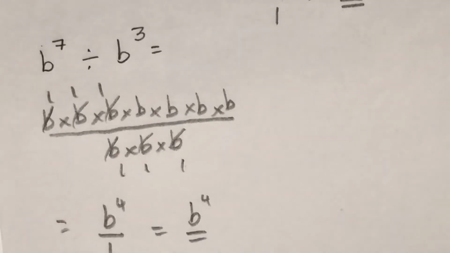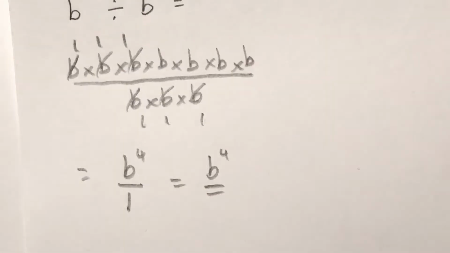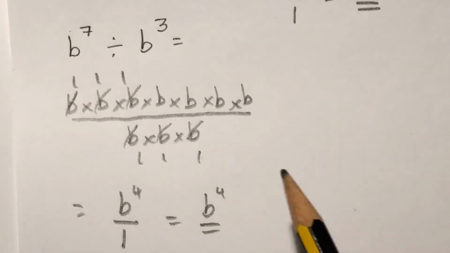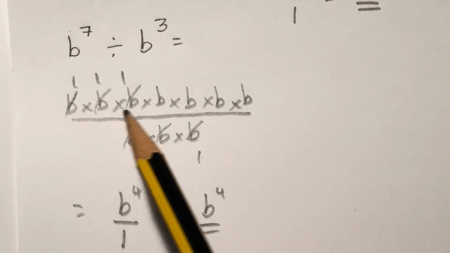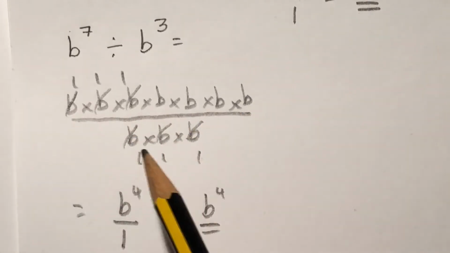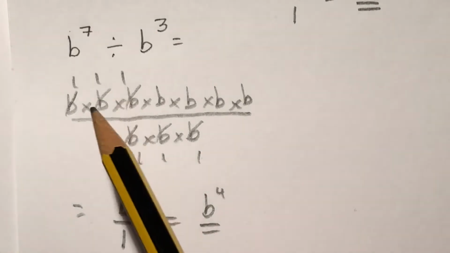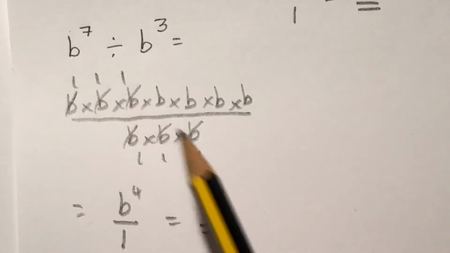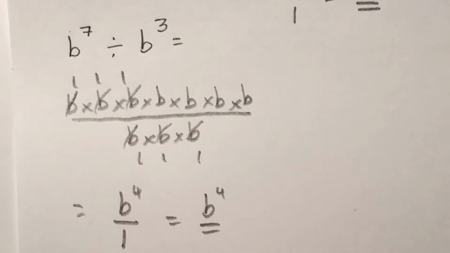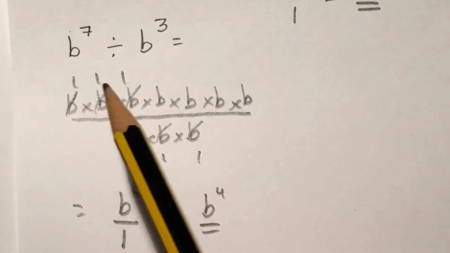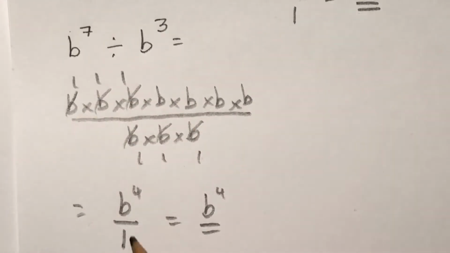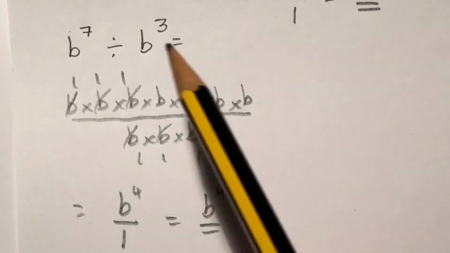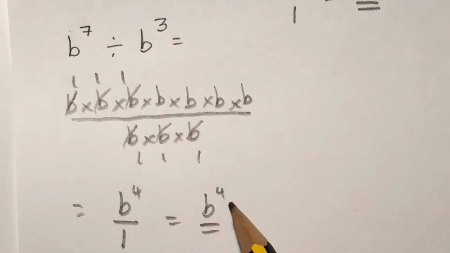So the next example we've got here is b to the power of 7 divided by b cubed. You can see I've done the same thing again. I've put 7 b's times each other at the top, 3 b's times each other at the bottom, and I've cancelled 3 b's top and bottom, replacing them with the 1s. So you can see clearly when I gather all these together, I've got b to the power of 4 divided by 1 gives me b to the power of 4. So 7 and 3 gives us 4. 7 take away 3 gives us 4.